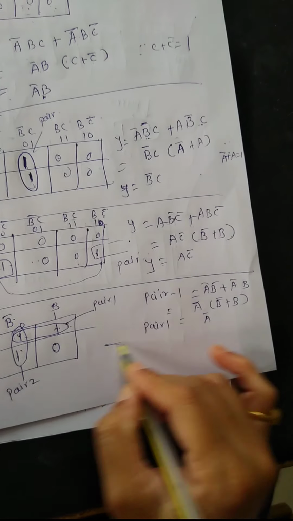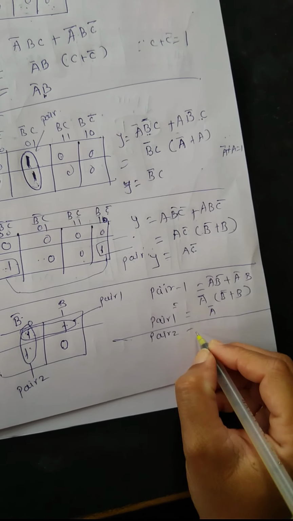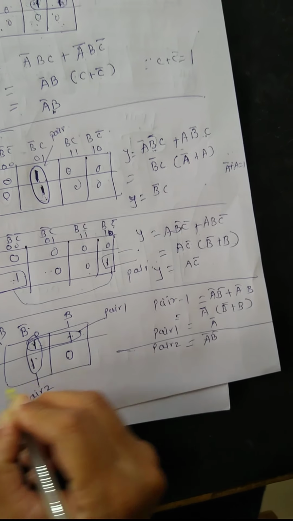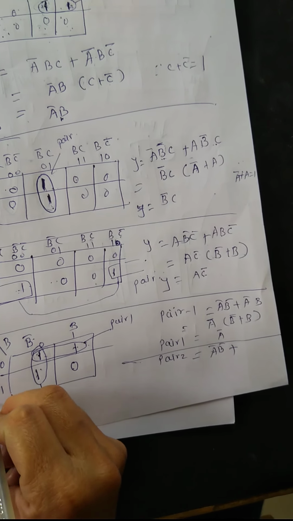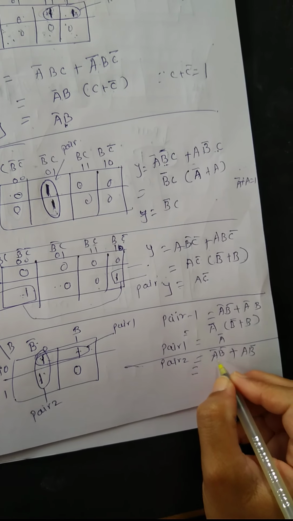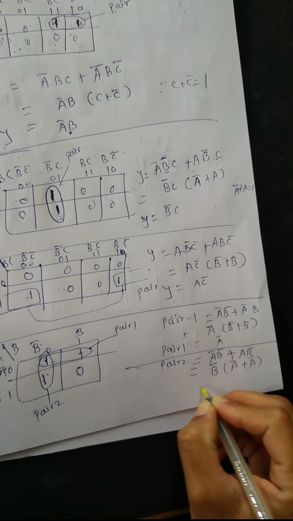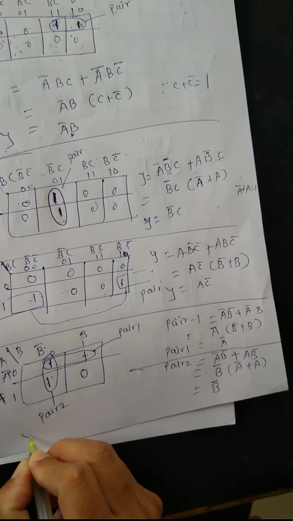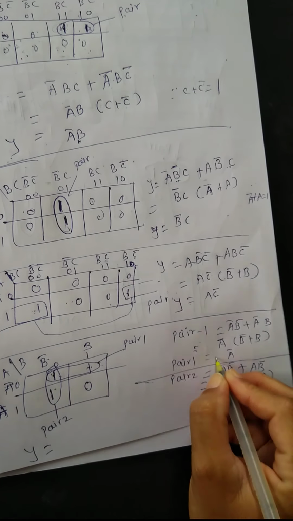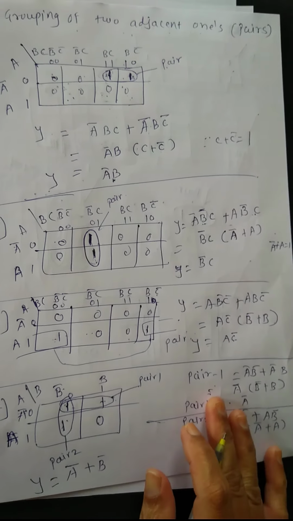Next, pair 2. What is pair 2? For this one, it is A bar B bar, and for this one, A B bar. So B bar is common, and using the A bar plus A law, the answer is B bar. So the total answer is pair 1 and pair 2: pair 1 answer is A bar and pair 2 answer is B bar.